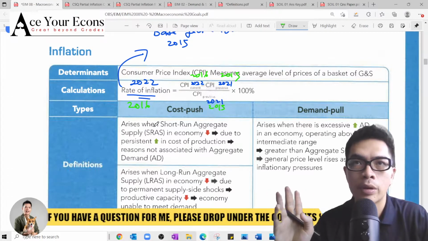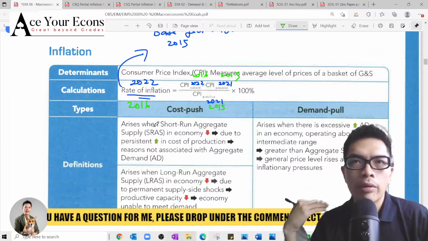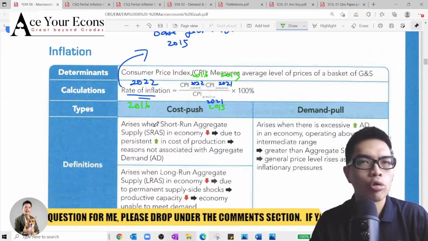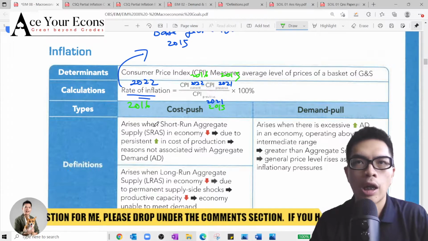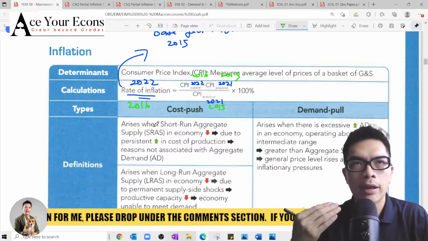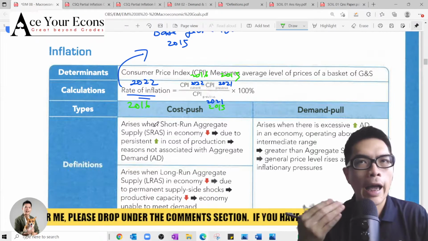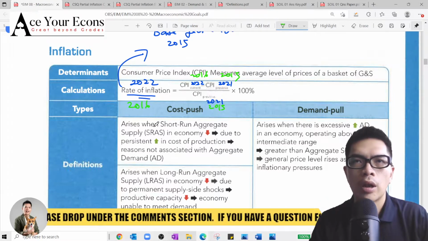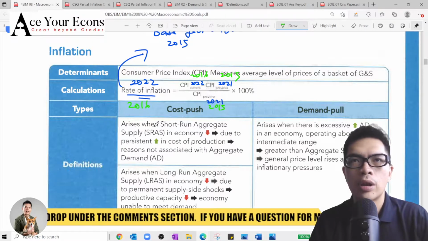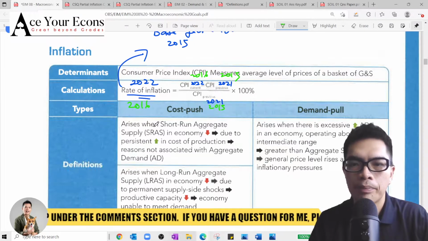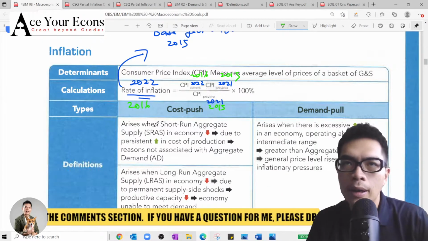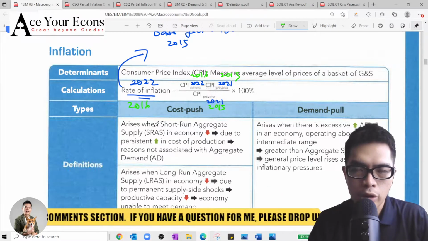Very, very important. When we study the rest of the macro goals or the macro problems, we will be adopting the same approach. Unemployment, we'll be looking at the different types of unemployment. Economic growth, we are looking at the components of economic growth. Balance of payment, for my H2 students, we'll be looking at the various accounts. So it's not too different for inflation. Demand pull and cost push.